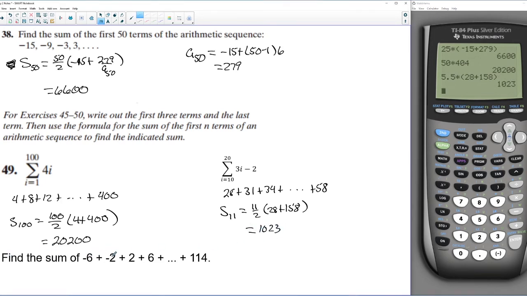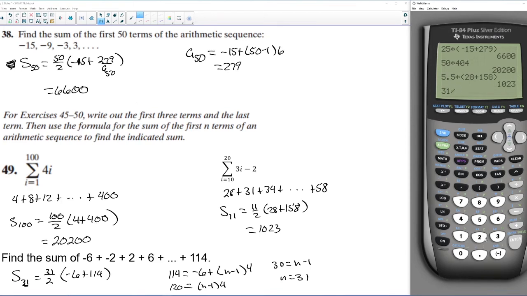Find the sum of -6 plus -2 plus 2 plus 6 plus keep on going. Looks like we're adding 4 every time. Adding 4. So this is arithmetic. S sub n is equal to n over 2 times -6 plus 114. Well, we don't know what the n is, but we know that a sub n is equal to a sub 1 plus n minus 1 times, we're adding 4 every time. So let's add 6, that's 120, is equal to n minus 1 times 4. 30 is equal to n minus 1, so n is 31. So we have S sub 31 terms.